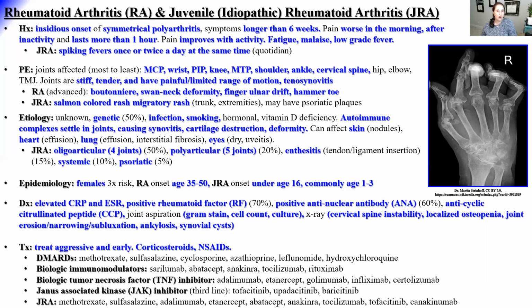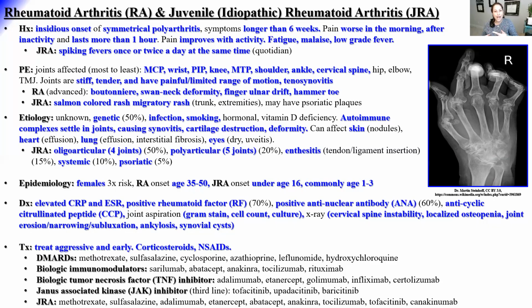We don't know what causes rheumatoid arthritis. We know that there's a huge genetic component. 50% of patients will have a family member that is also affected. It can be triggered by infection, smoking, hormones, and vitamin D deficiency.